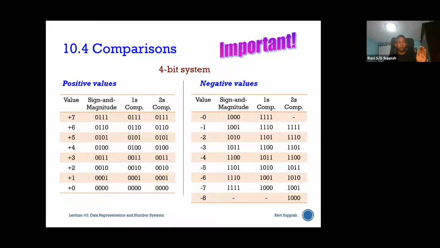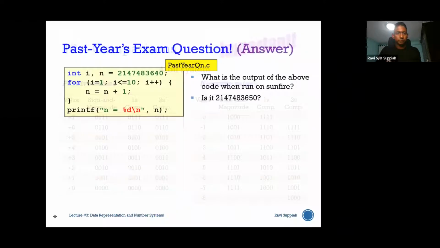Okay, so basically you have 3 different systems: sign magnitude, 1's complement, and 2's complement. All these 3 systems can help us to represent both positive and negative numbers. The most popular system is definitely the 2's complement. If you can understand that well, then I think you will have no problem interpreting positive or negative numbers when you see them.